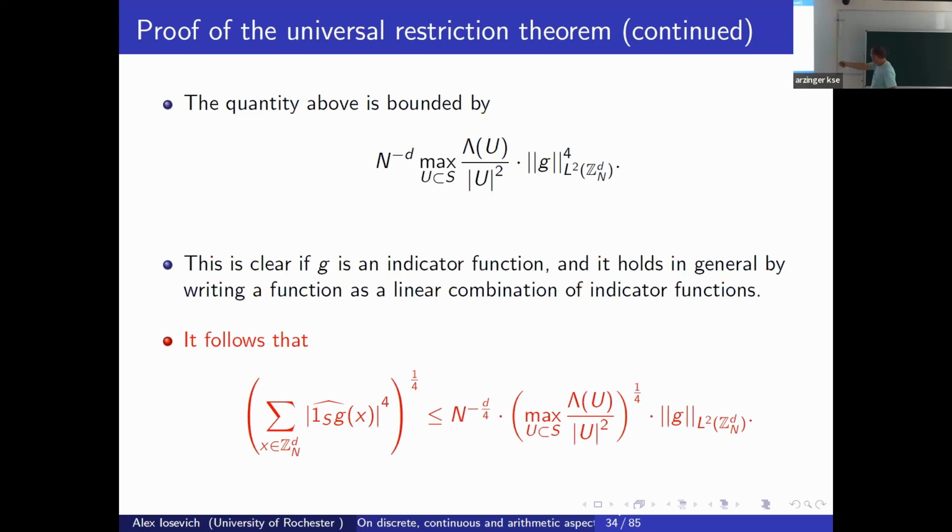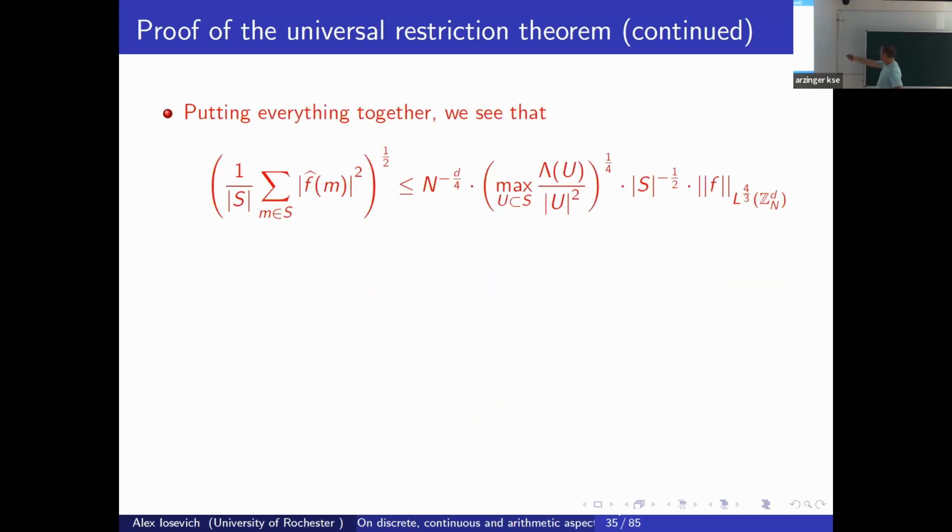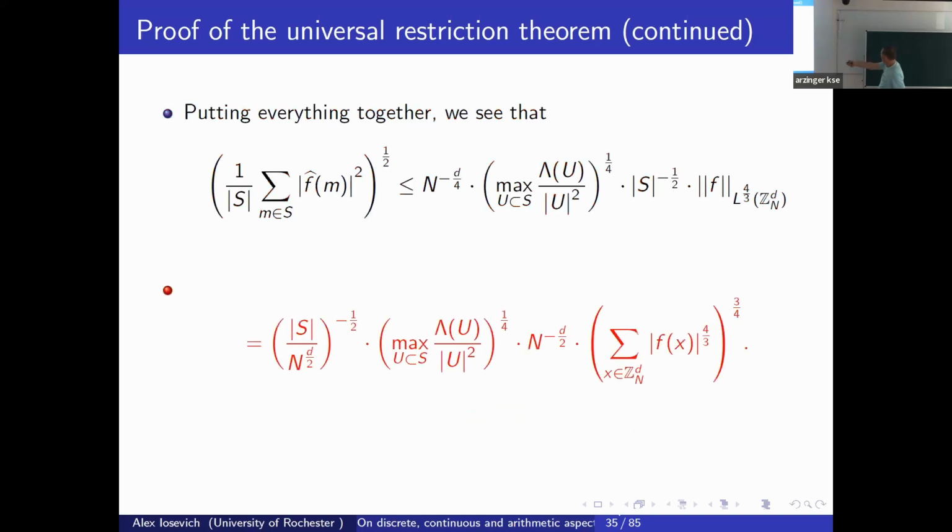And so then you take the fourth roots and bound this by N to the minus D over 4, the maximum of lambda U over the size of U squared to the power of 1/4 times the L2 norm. We just take the fourth roots. And now you put everything together and you get the expression that we need. It's just a matter of rearrangement.